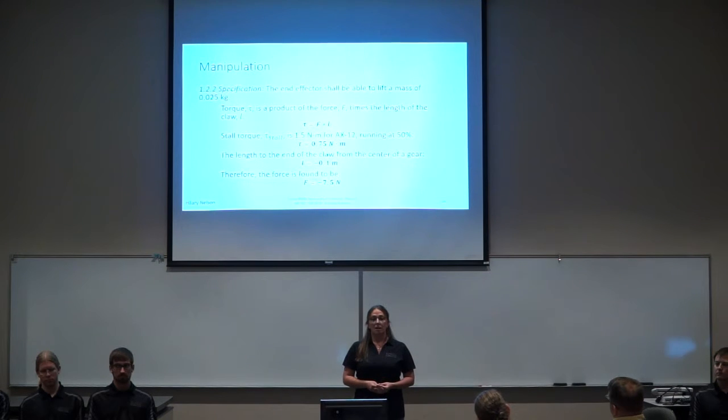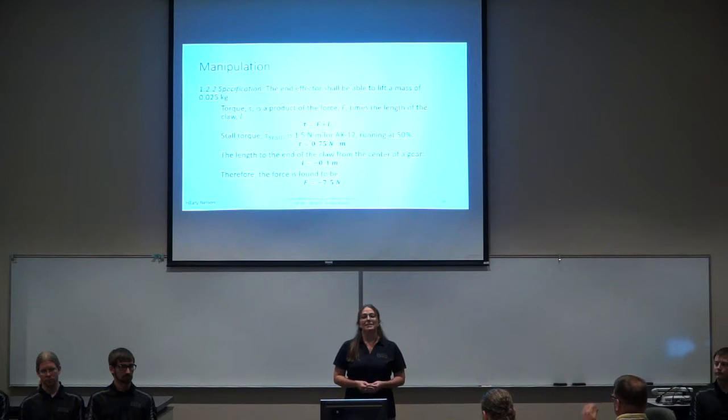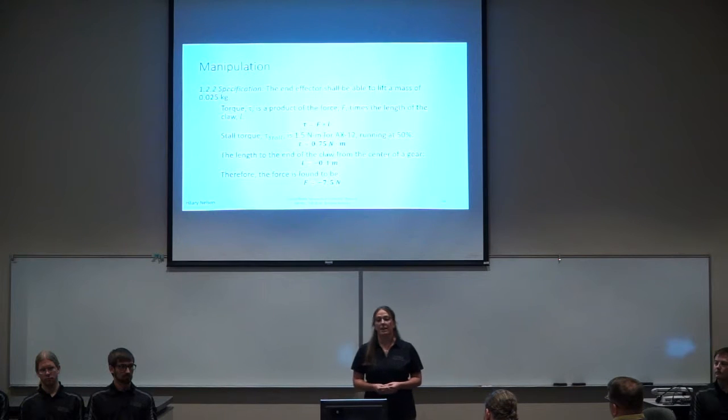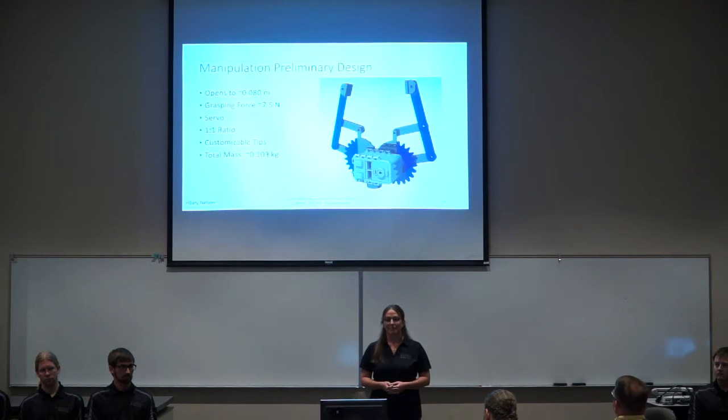Approximately right now, our claw is 0.1 meters long. I say approximately because that is subject to change in detail. So currently, we found that our gripping force at the end is 7.5 Newton meters, which we believe to be plenty to grasp an object of 0.025 kilograms.